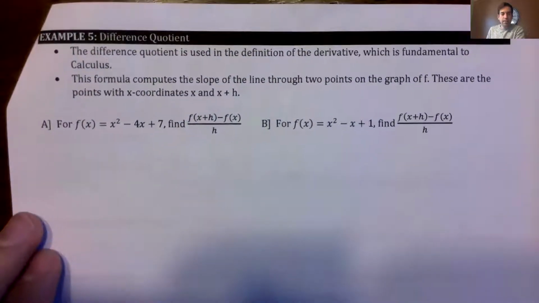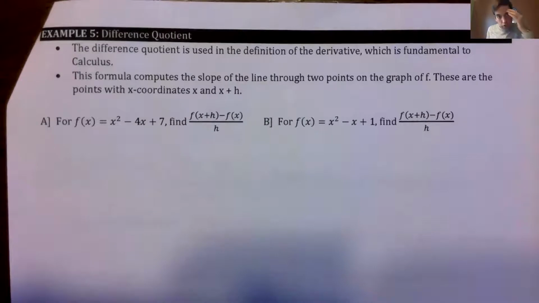All right, last thing here is the difference quotient. The difference quotient is used in the definition of the derivative, which is fundamental to calculus, right? This class is called pre-calc for a reason, because it's prepping you for calculus. And you don't necessarily need to know why this is important in calculus at this point, but the formula computes the slope of the line through 2 points on the graph of f. These are the points with x coordinates, x, and x plus h.